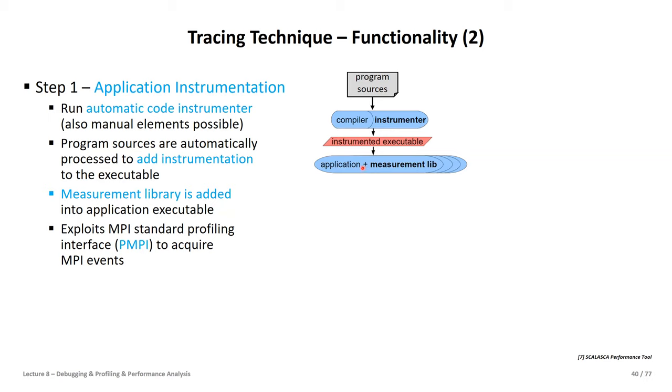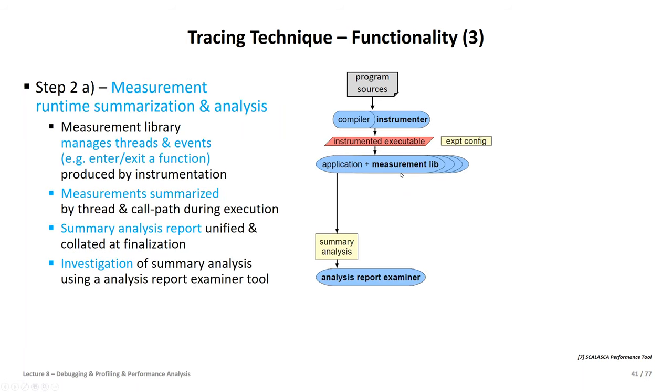This is an instrumentation technique, which means, in other words, you also exploit what we learned in the first part of the lecture today by using the profiling standard from MPI itself. And then a specific measurement library is added here. Of course, you have some configuration files where you can influence how much you instrument and dump trace elements. And once you have measured the whole application and created, so to speak, this tracing, there would be a summary analysis, which you can then send to this analysis report examiner. This enables us to have really a unified view at the finalization of the program.